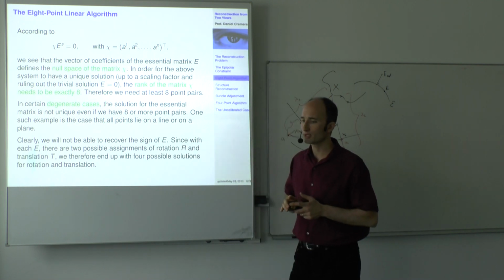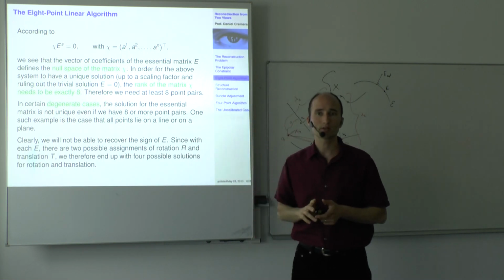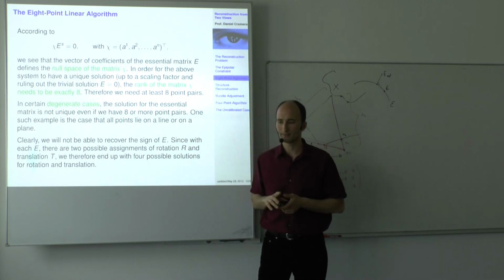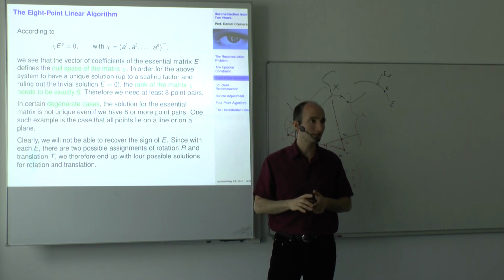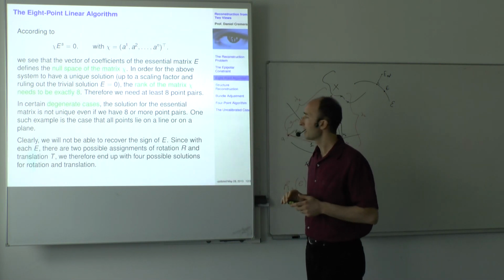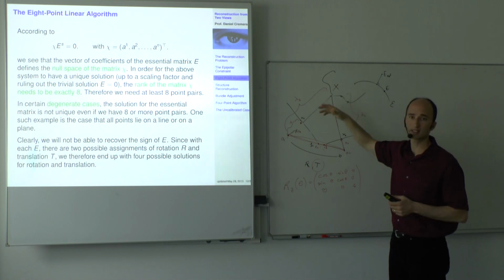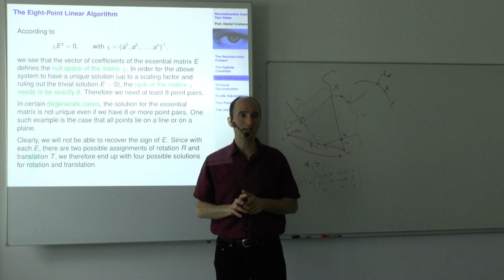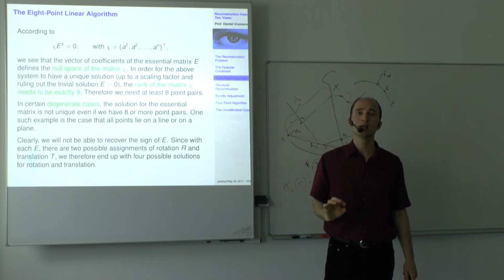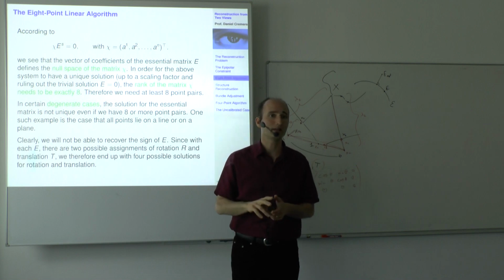Even if you have 8 or more points, there are so-called degenerate cases where the solution is not unique, where the null space is not 1 but higher dimensional. A lot of these degenerate cases are somewhat pathological cases that do not happen in practice. There is one case, though, that happens quite frequently in the real world, and that is if all the points that you observe lie on a plane. So if all the points that we see are on a single plane in 3D, or if they're all on a line, then we have a degenerate case. In that case, it doesn't matter how many points you see, this will give you a non-unique solution, because then these vectors are not independent.